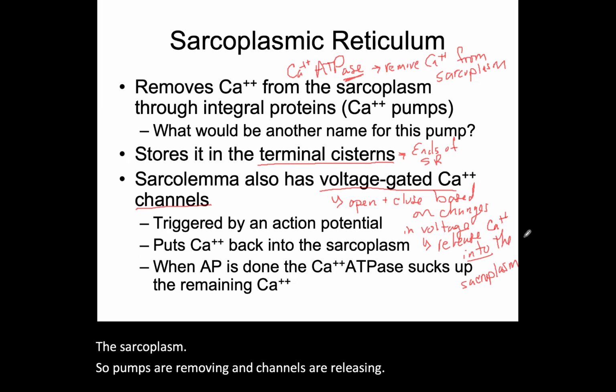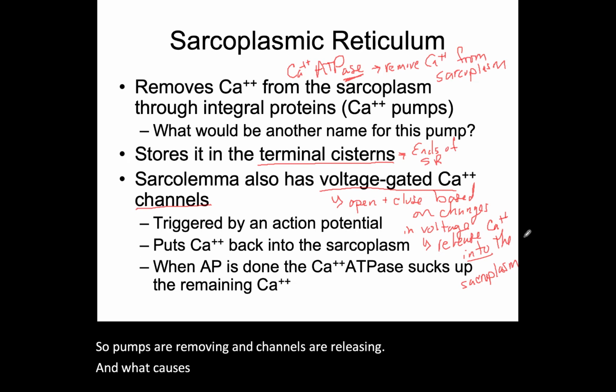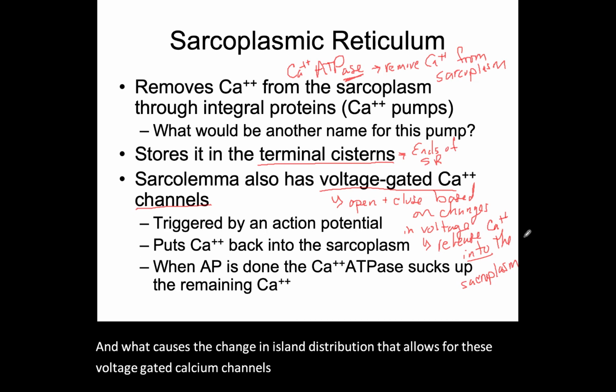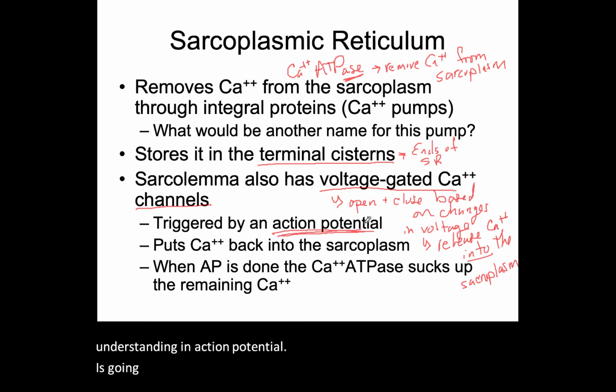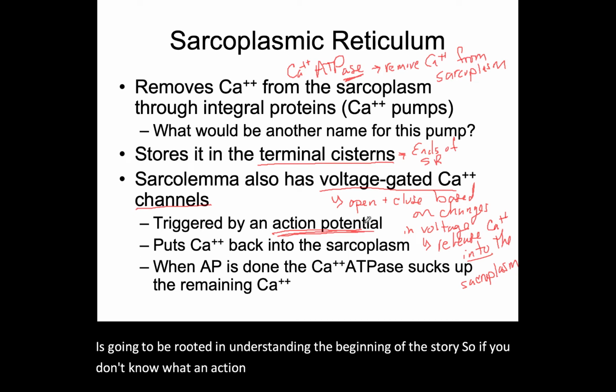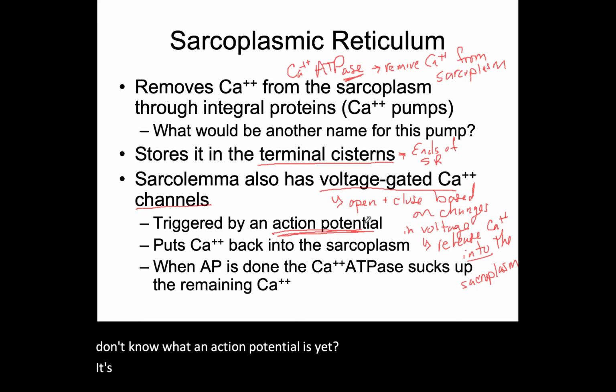And what causes the change in ion distribution that allows these voltage-gated calcium channels to open is an action potential. Understanding an action potential is going to be rooted in understanding the beginning of the story. So if you don't know what an action potential is yet, it's okay. We're going to get there.